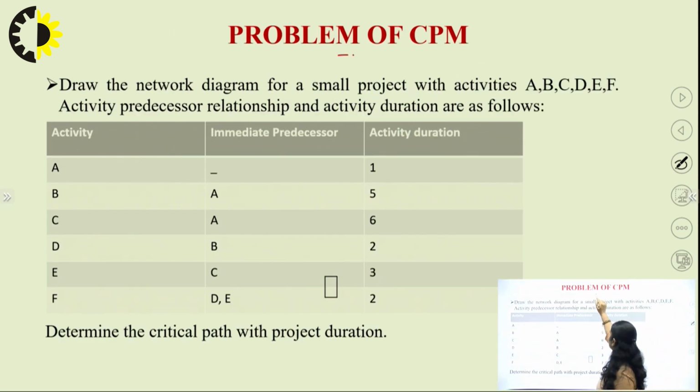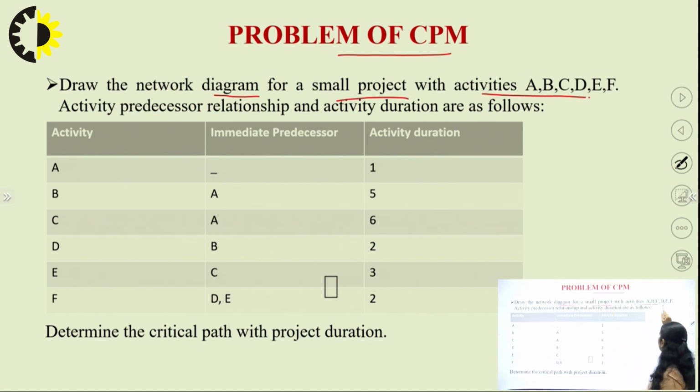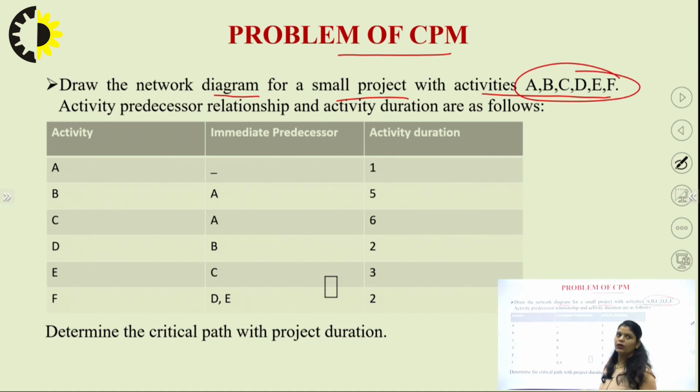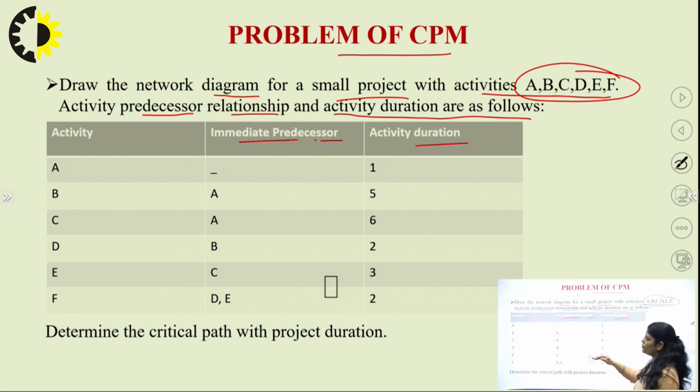Now we come to one problem of CPM. The problem is: draw the network diagram for a small project with activities A, B, C, D, E, F. These are the activities involved in our project. The activity predecessor relationship and the activity duration are as follows. This table is given with the different activities, immediate predecessors, and activity duration for each activity, and we have to find out the critical path with the project duration.